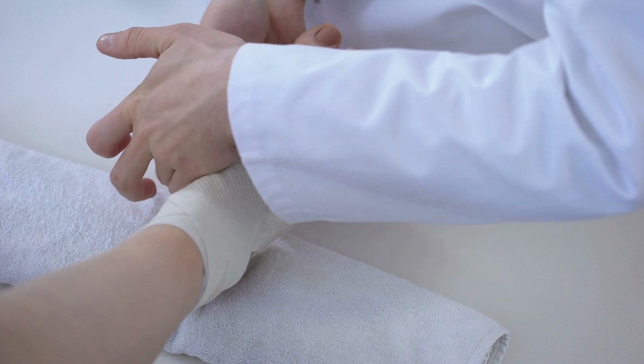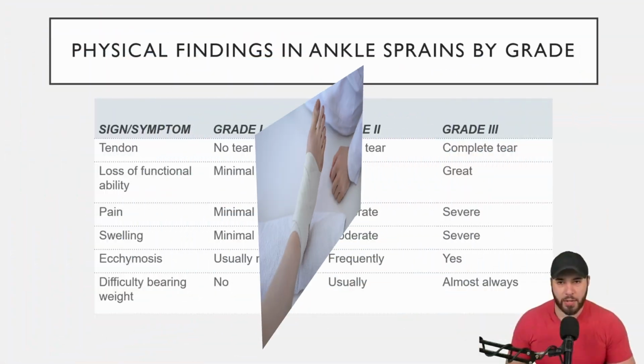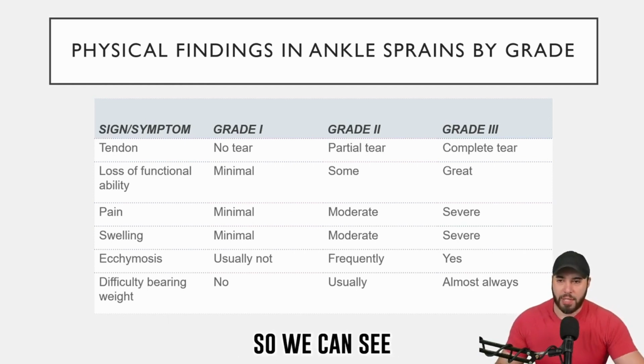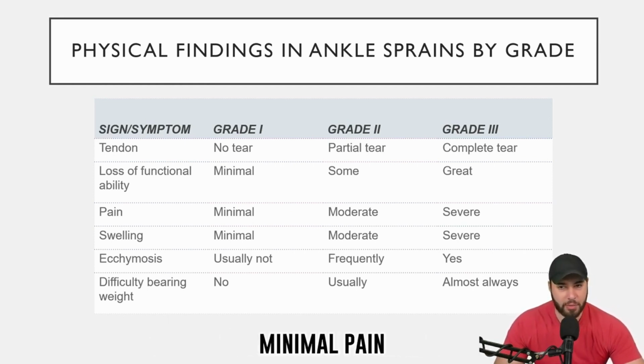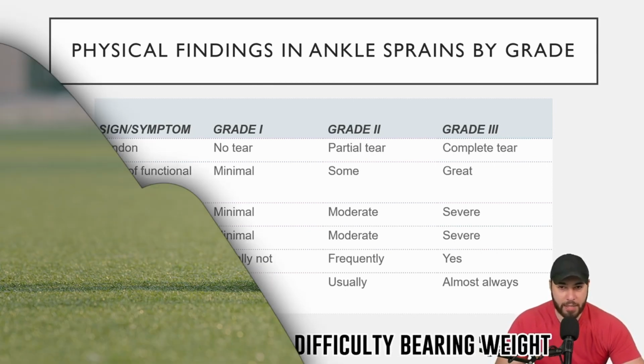So kind of going over the different types of ankle sprains by their grade. We can see that grade 1, the ligament doesn't have any tears. The loss of function is minimal. Pain minimal. Swelling minimal. Ecchymosis, that's just another word for bruising, is usually not present. And then difficulty bearing weight, they don't have any difficulty bearing weight.